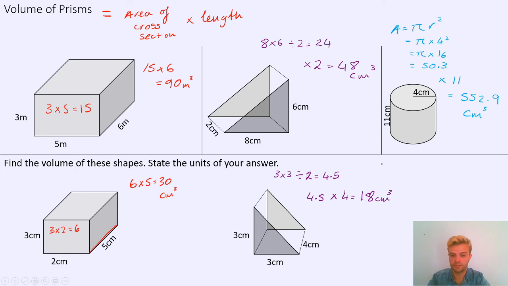It's not given to you on the exam, though, that formula. You have to remember that formula. You have to find the area of the cross-section first, so the area of the square or triangle or rectangle or circle, which makes the cross-section of your prism, and then multiply that by the length of your prism. Hope that helps.